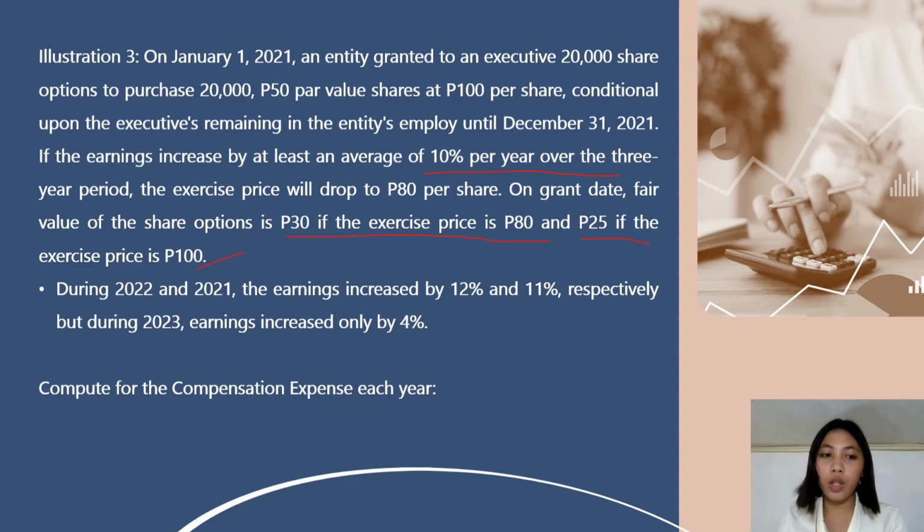So during 2022 and 2023, the earnings increased by 12% and 11% respectively, but during 2021, earnings increased only by 4%. So ang giingon dire, kung mo-increase ang ilang earnings by 10%, mo-drop ang ilang price to 80 per share. So kung ang exercise price kay 80, naa sila 30 per share options ang ilang fair value. Kung ang exercise price kay 100, 25 na naman ang ilang fair value sa ilang share option. So compute the compensation expense each year.